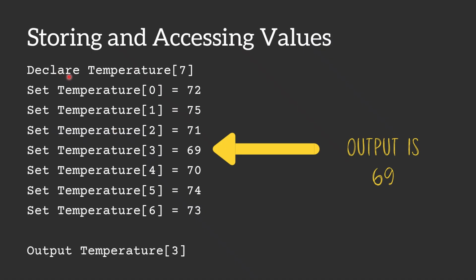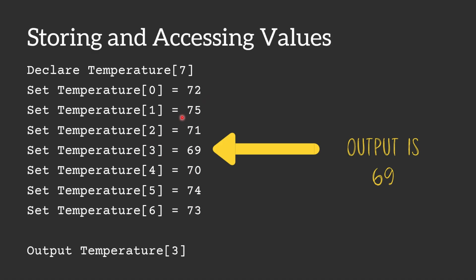Okay, so once your array is declared, you can store or access the individual elements by using that index. Here's a quick pseudocode example. We're declaring temperature and reserving 7 spaces. We set the temperature at the first position, index 0, to 72. We set index 1 to 75, index 3 to 71, and so on and so forth. Each position in that array is going to hold one value.